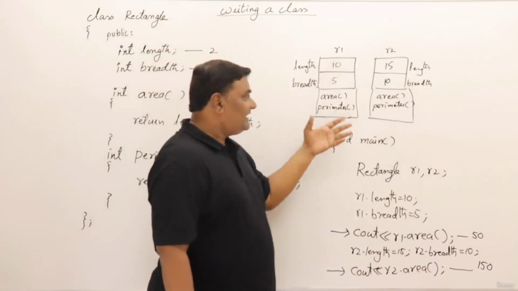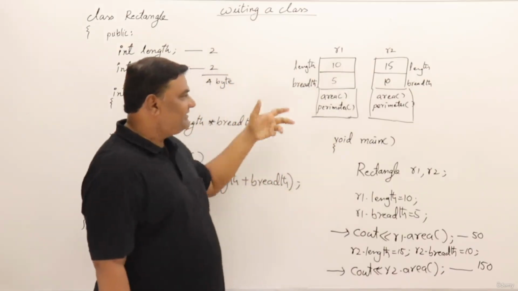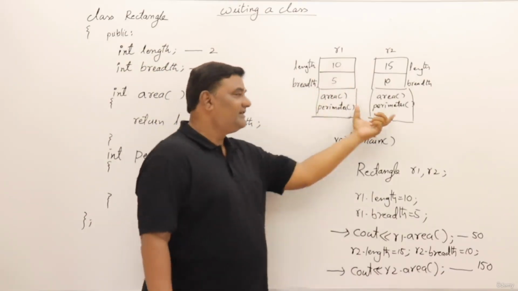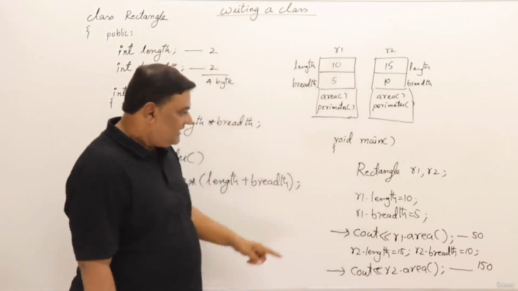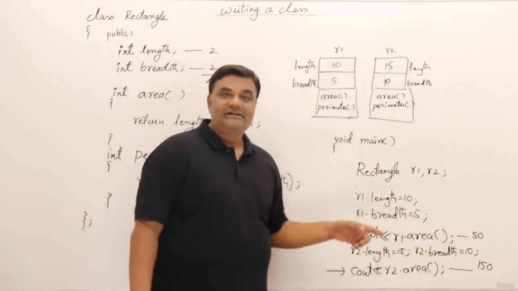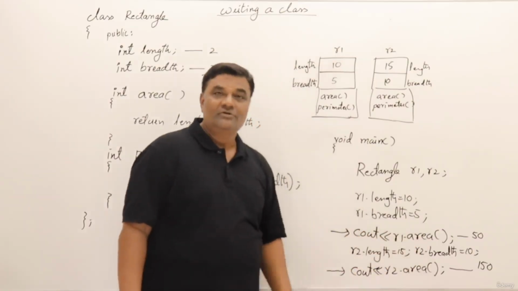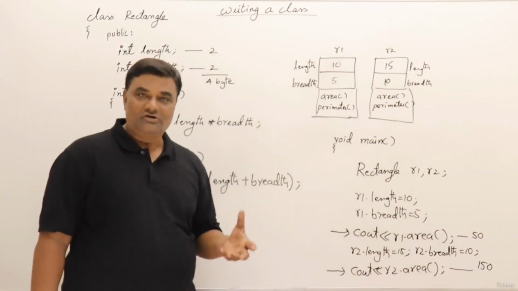But the function works according to the object. So we feel as if each object is having its own set of functions. So I have just extended, I have shown the functions also. Dot operator is used for accessing the members of an object. We can access data members also or member functions also. Both you can access using dot operator.